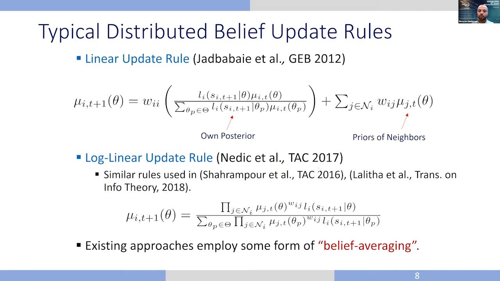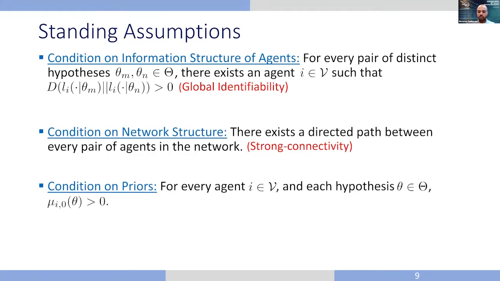Similarly, other people have proposed log linear rules where you do slightly more complicated operations, but there's still linear averaging in a different space and so forth. And with all of these simple ideas, which is basically Bayesian update locally, average my neighbors' beliefs, it turns out that under some very mild conditions, it's guaranteed that all the agents in the network learn the true state asymptotically, if everybody follows the same algorithm. And there are some very basic conditions.